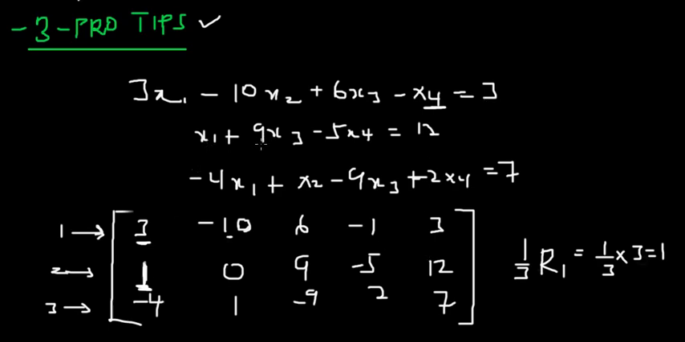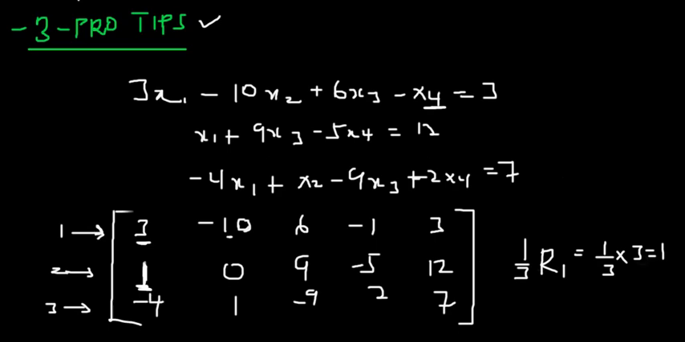Then we don't have x2, so you could notice that we have x3 over here, so x2 is 0. Then 9x3, and then we have minus 5, and then 12. Then you move on to minus 4, 1, minus 9, 2, and then 7. So this is how we write an augmented matrix.